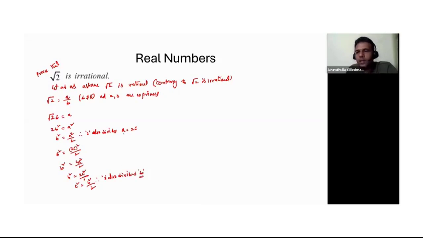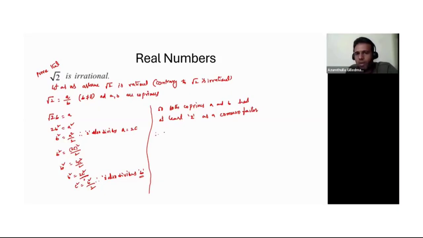So here, what are a and b? a and b are coprimes, and 2 is a prime number. Both a and b have a common factor of 2, which is incorrect. Coprimes a and b have at least 2 as a common factor, but coprime numbers do not have any common factor other than 1.